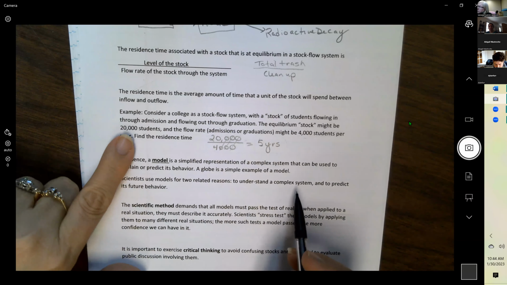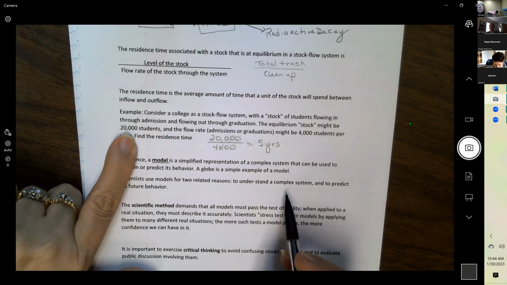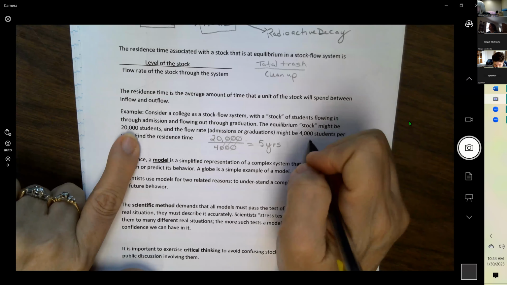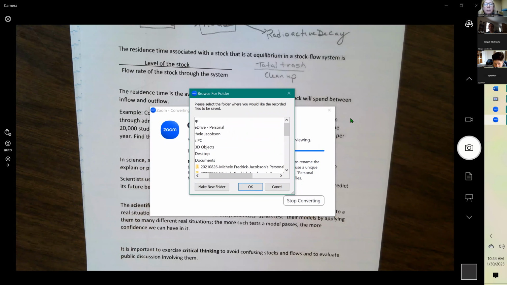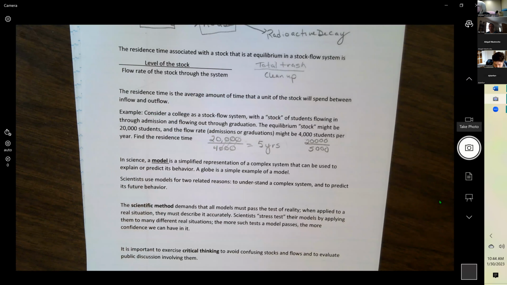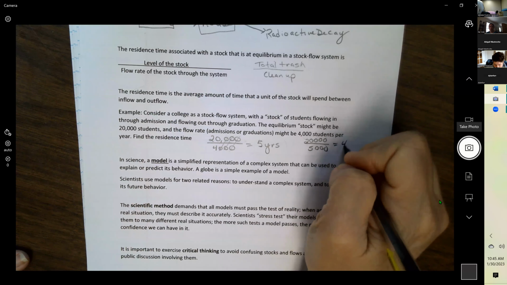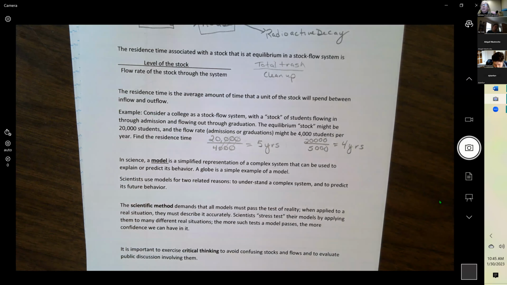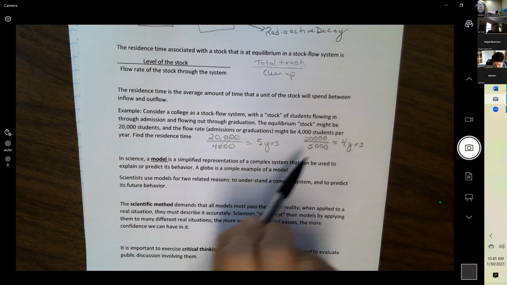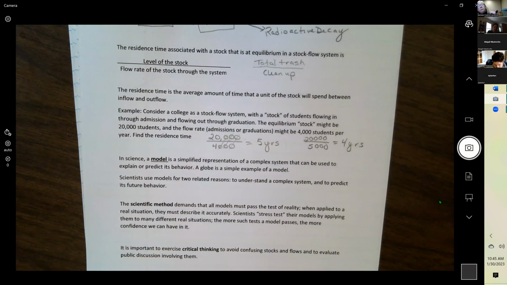If we have 20,000 students on campus at any time, and 5,000 came in, then they should be there approximately 4 years, because we're trying to keep 20,000 students on campus at any time. If 5,000 came in, then we need them to finish in 4 years so we can keep that 20,000. So it's helping you keep your stock at an equilibrium, or at least at the same amount. Any questions on that?